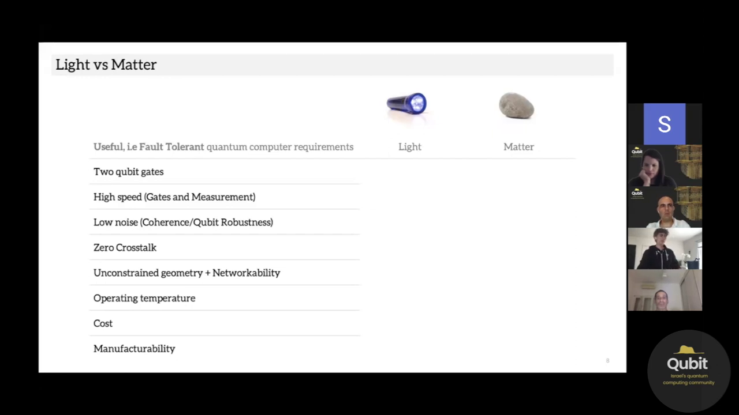The operating temperature, in principle, photonic quantum computers could be at room temperature. I'm not gonna talk about cost, and I'll talk a bit about manufacturability later. But out of all of these requirements, I think I could defend photons as being the best choice for everything except for two qubit gates. Okay, and so this is the standard story that you'll hear, that we've got to find a way of doing two qubit gates.